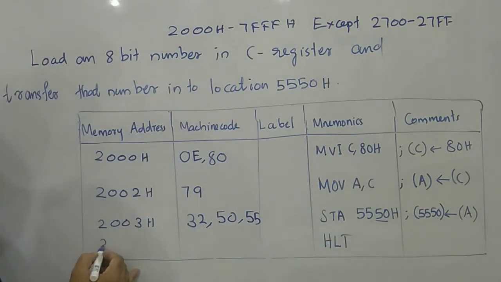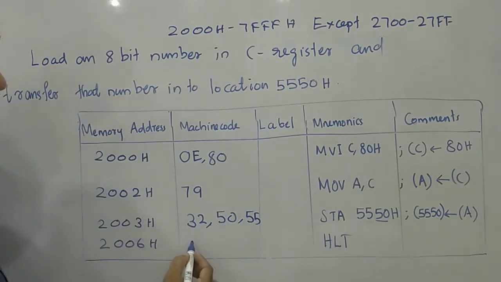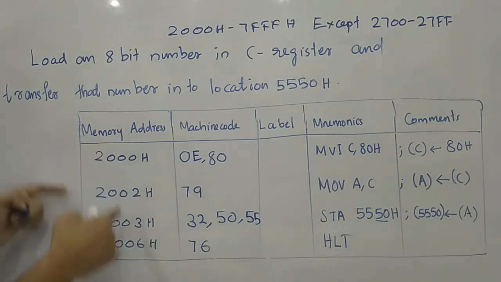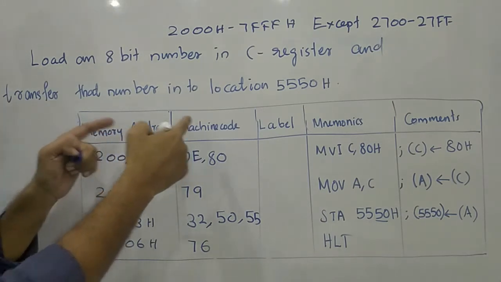Next location is 2006. Corresponding to halt, the machine code is 76. So in this way, you need to write the memory address and machine code.